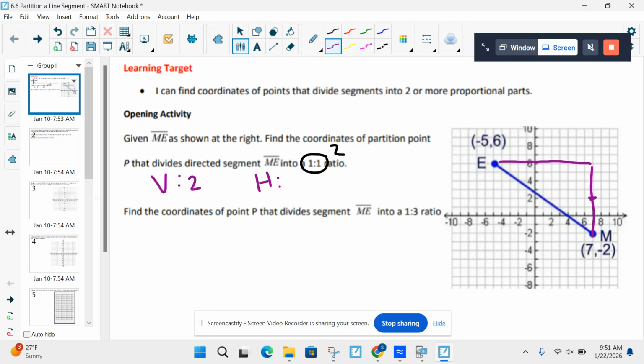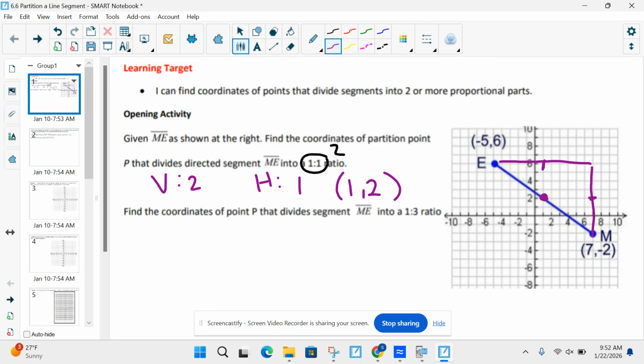Okay, horizontally, the x coordinate, we're going from -5 to 7. That's 12 units total, so halfway between that would be 6 units. So if I go over 6 units from -5, we will be at what x coordinate? 1. So that means the coordinate is (1, 2), which is right there. I'm just showing you a different way, not using a formula, to think about a midpoint. It's something that divides the segment into a ratio of 1 to 1, because we're going to be using that in the future.